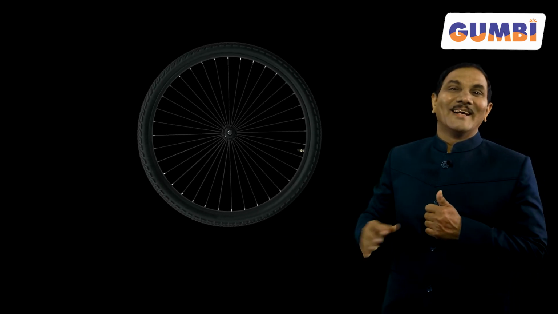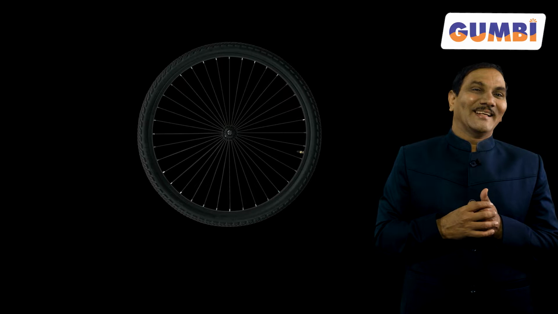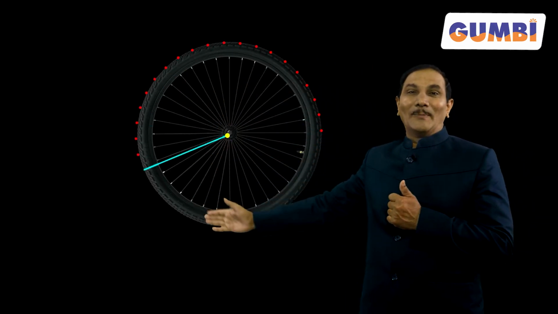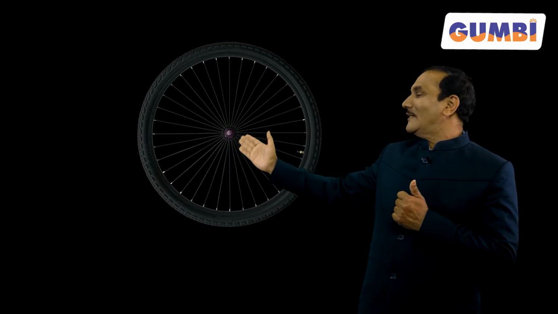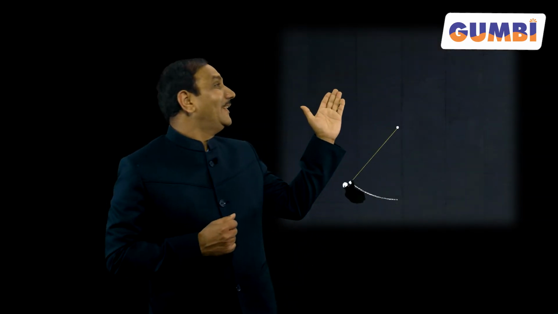Here it is. Hey, what's the shape of the wheel? Wow, it's a circle, isn't it? You know, a circle is a collection of all points in a plane which are at a constant distance from a fixed point. Correct? Yes. Come, let's see what's happening in the field.